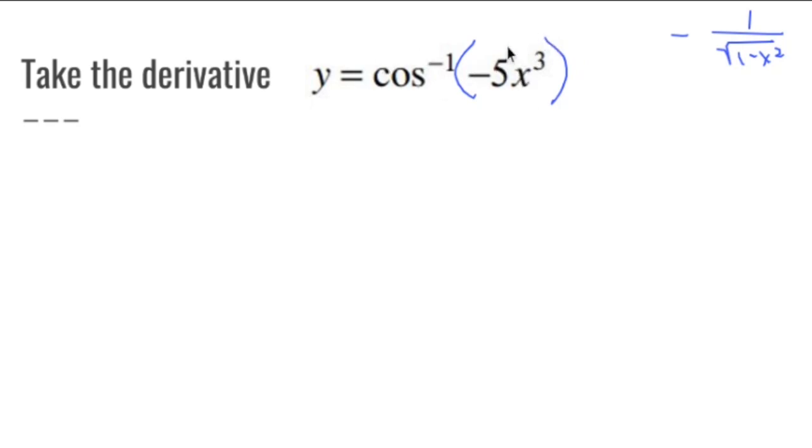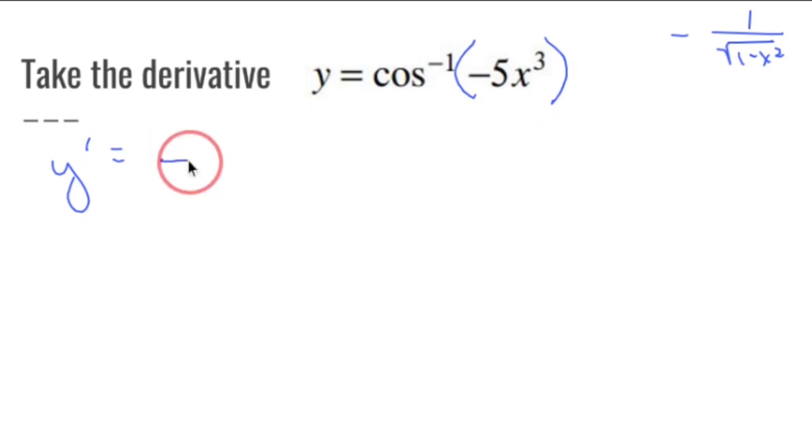Now, that's if it's just the inverse cosine of x. This is the inverse cosine of stuff, which tells me I'm going to have to deal with a little bit of chain rule because the stuff is not just x, it's a little bit more. So what I'm going to do is take the derivative using the chain rule, which in general is you take the derivative of the outside stuff first.